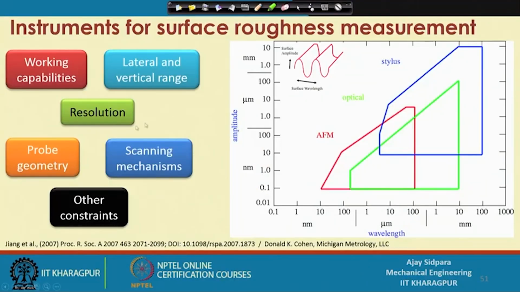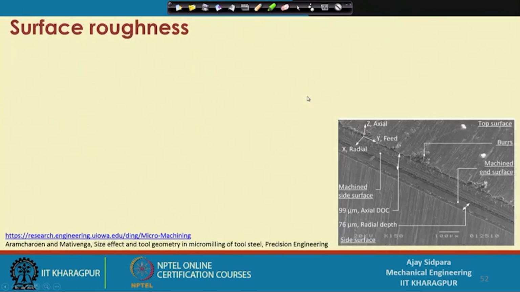So, we have seen this particular slide in the last class and these are the different properties or the specifications of the instruments. Depending on your requirement you have to select this particular specification and then select the instrument which we are going to use. So, what things are there in the surface roughness?